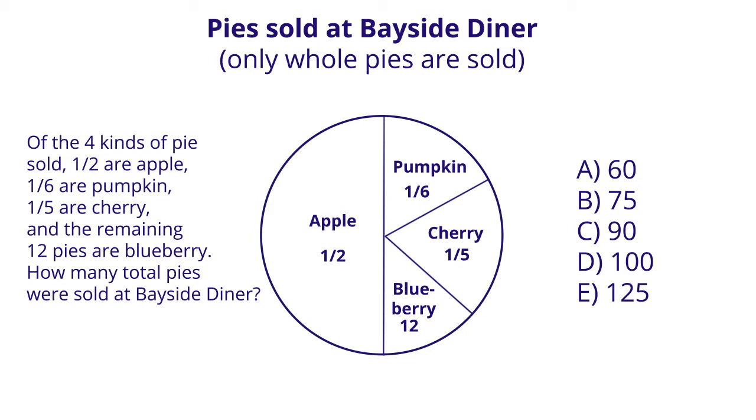Now, your high school math teacher would probably tell you to start setting up an equation. Did you feel an urge to do that when you read through this problem? Oh, I'll call the total number of pies x. So I'll have 1/2 x plus 1/6 x plus 1/5 x plus 12 equals x. Well, check yourself before you wreck yourself, because there are a few things that we can do to make much shorter work out of this problem.